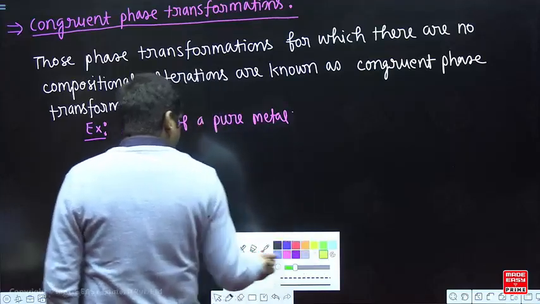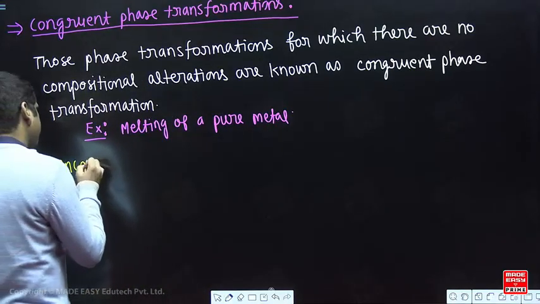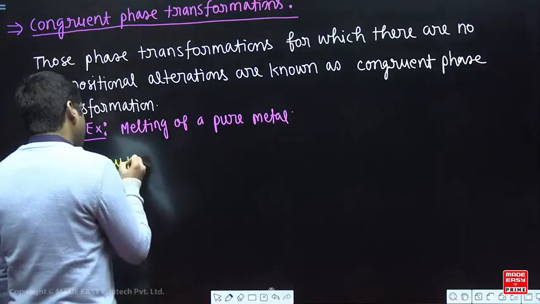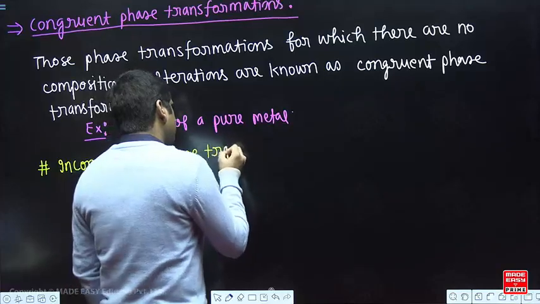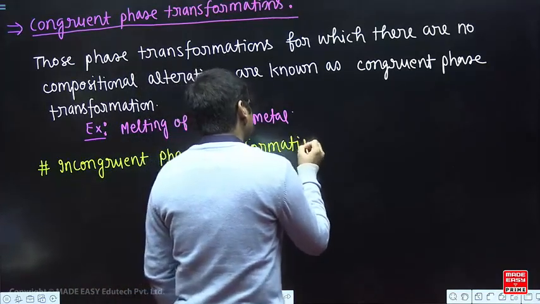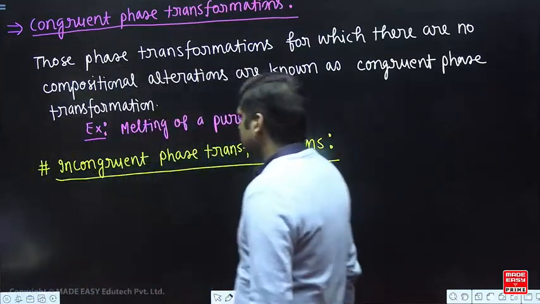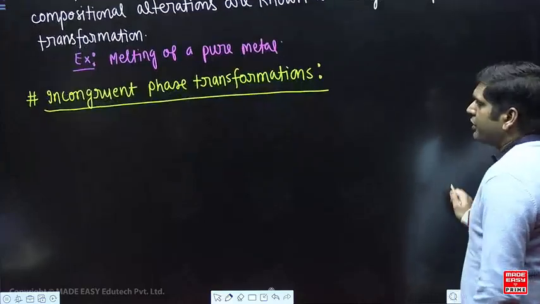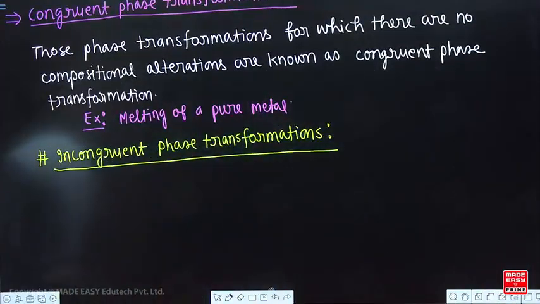Whereas incongruent phase transformation: during the phase transformation at least one of the phases will have compositional alteration. कम से कम कोई एक phase का composition तो जरूर change होगा.